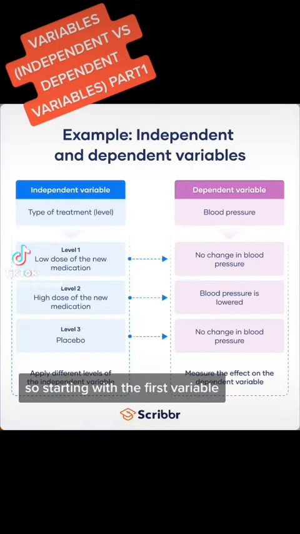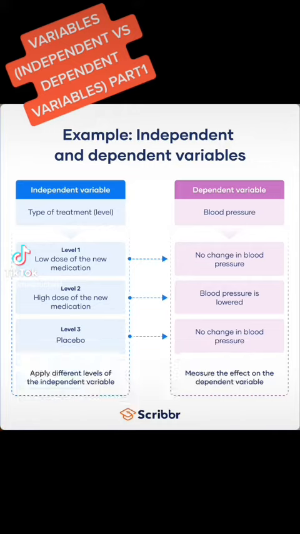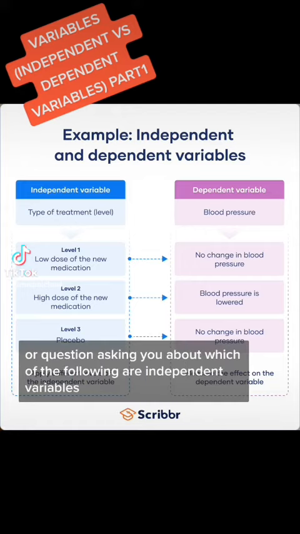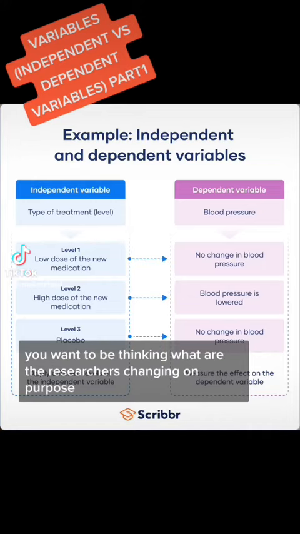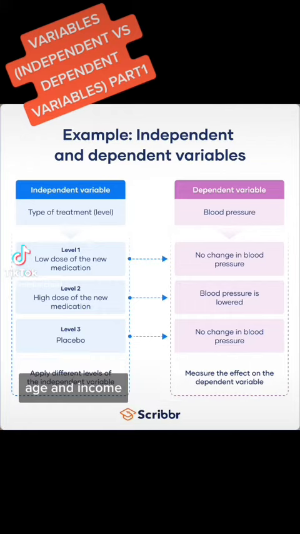Starting with the first variable, an independent variable. This is a variable whose variation does not depend on that of another variable. When you see independent variable, or a question asking you which of the following are independent variables, for instance, you want to be thinking, what are the researchers changing on purpose? Very common independent variables are going to be things like gender, race, age, and income.